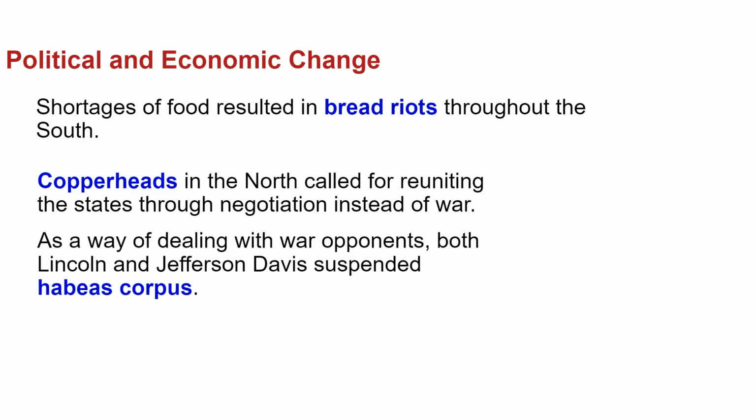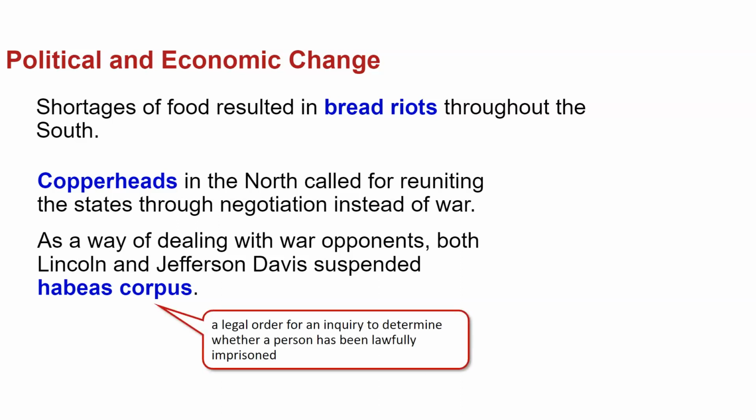And as a way of dealing with war opponents, both Lincoln and Jefferson Davis had a strategy of suspending habeas corpus. So what does that mean? Habeas corpus is a legal order for an inquiry to determine whether a person has been lawfully imprisoned.